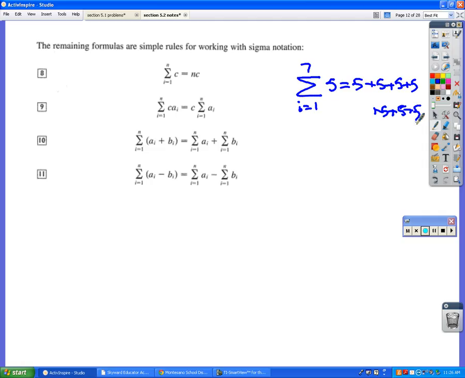I don't understand what that notation even means. That means you're going to start at the first term, and you're going to go till the 7th term, and this is your formula. 5. Yes. Okay. So that's a boring one.